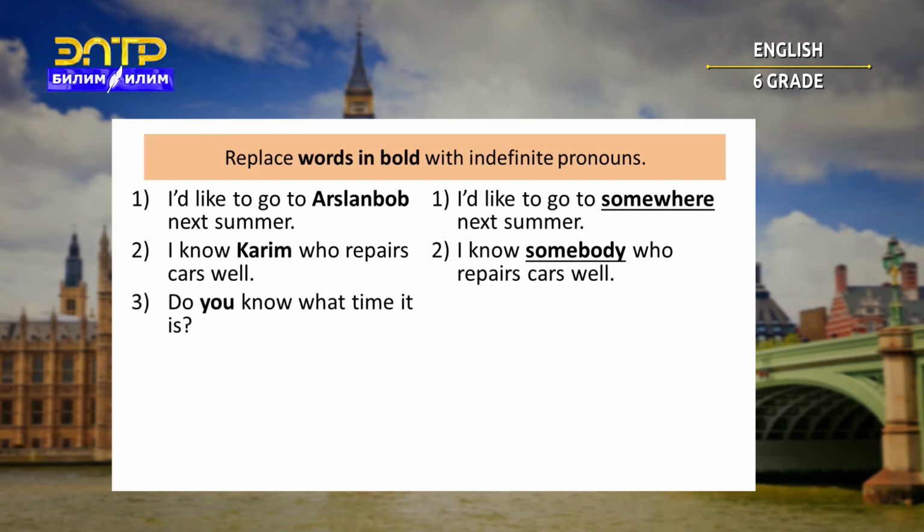Sentence number 3: Do you know what time it is? The word in bold is you. It's a person. The sentence is interrogative, it's a question. So, here we talk about the indefinite pronoun anybody or anyone. Anybody and anyone are used with a singular verb. So the correct answer is: Does anyone know what time it is? Or does anybody know what time it is?